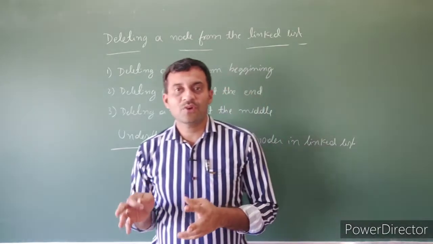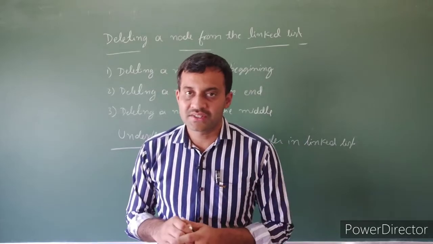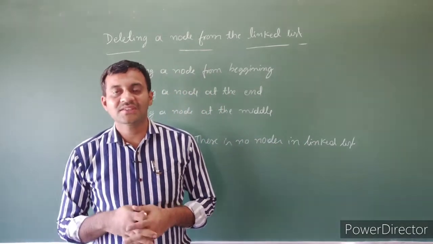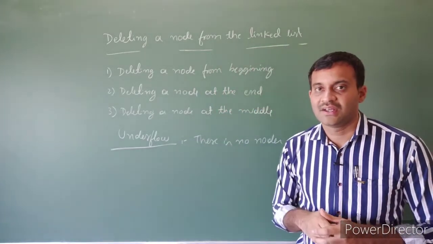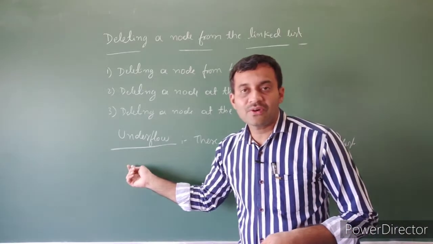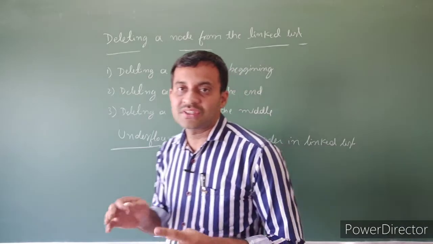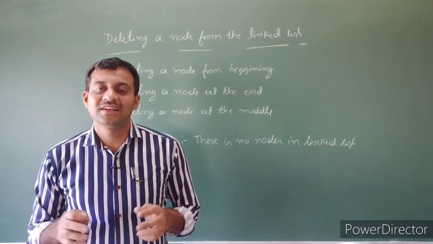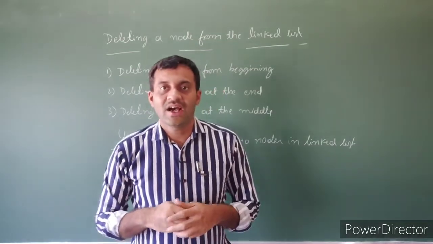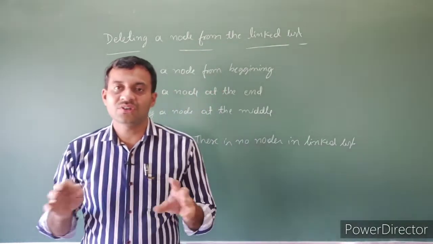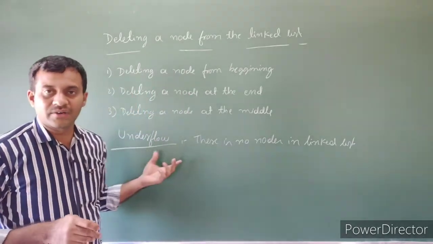If you use static memory allocation, there is an overflow condition. But linked list always uses dynamic memory allocation. Hence, there is no overflow condition. Linked list has only the underflow condition. What is the meaning of underflow here? If there are no nodes in the linked list. Linked list is a linear collection of items, and the items are called nodes. If there are no nodes in the linked list, then that condition is called underflow.